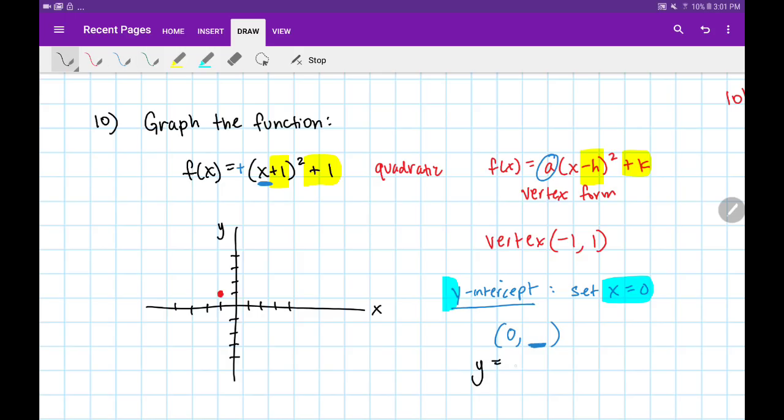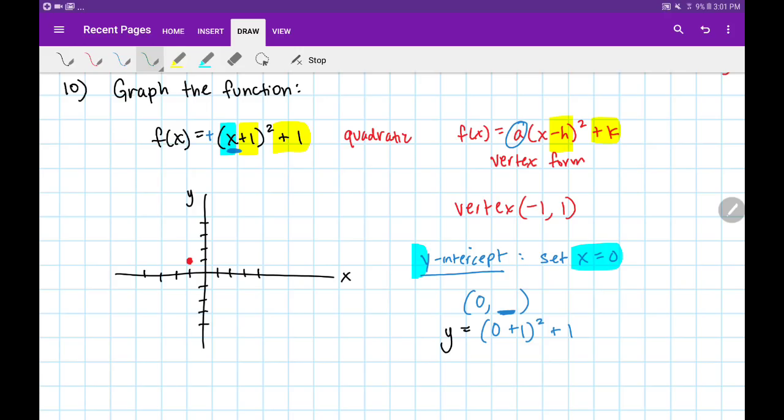Well, y is equal to, I'm just plugging in 0 right here. Parentheses, 0 for x plus 1 squared plus 1. Using my order of operations, I'll do the inside of the parentheses first. So parentheses first, that means I'm going to get y equals 0 plus 1 is 1, squared plus 1. Next, I'll do my exponents. So 1 times itself is 1 plus 1. There's no multiplication, no division, so I'll add: y equals 2. So our y-intercept was 0, 2.